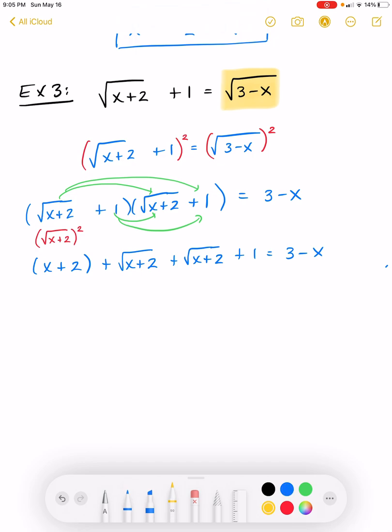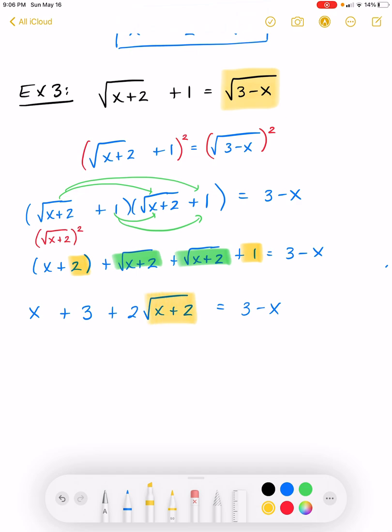So over here, I see that I have like terms. I have a 2 and I have a 1. So this is going to be x plus 2 plus 1 is 3. But I also have like terms because I have the square root of x plus 2 and the square root of x plus 2. That makes 2 square roots of x plus 2. So now my goal is to isolate this radical.